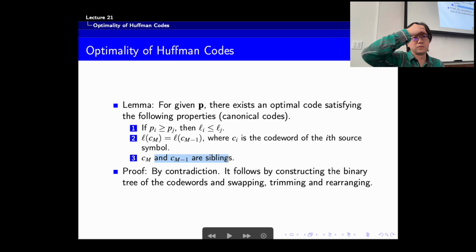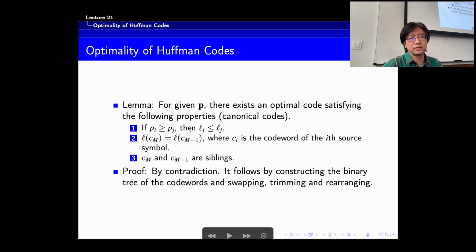So this relationship, right? Let's say if the code is optimal, then for probability pi bigger than or equal to pj, we know the code length li will be less than or equal to lj, right? So that's pretty intuitive, right? Because for a higher probability, we're going to assign a smaller code length, right? The way to show that is by contradiction, right? If this relation is not satisfied, then we just swap the code lengths, and by doing this, we can always reduce the average length of the code, okay?